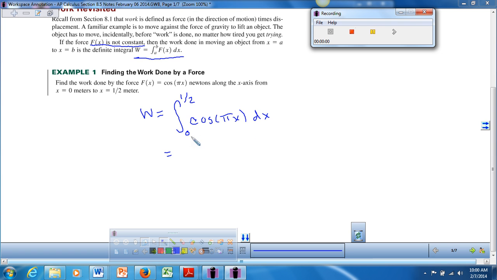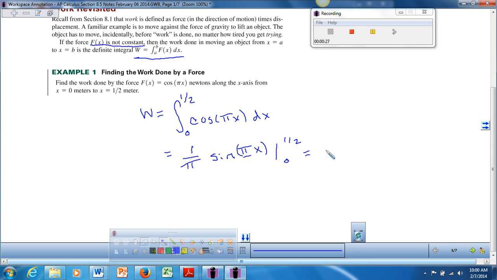Right, so for our first example, how do I integrate cosine pi x? It turns out to be 1 over pi, which we get from our u substitution, times sine of pi x. No dx, right? No dx. Evaluated between 0 and 1/2.